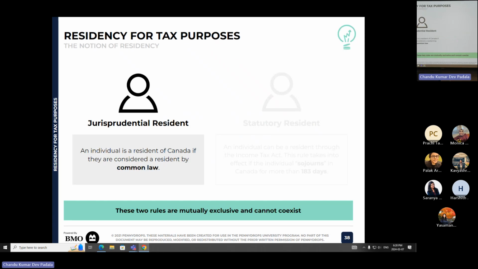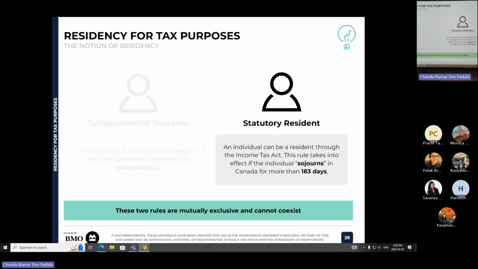There are two different types of residence for tax purposes. The first is called jurisprudential. This is basically any individual who's a resident of Canada by common law. That's pretty straightforward. And then there are also statutory residents. These are people who have been in Canada during a year for more than 183 days. So if you've been in Canada for more than half a year, then you're deemed to be a statutory resident.